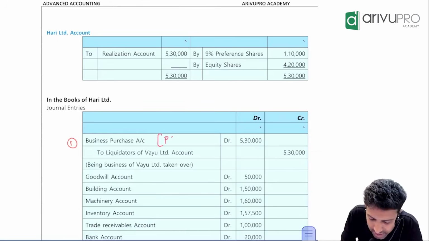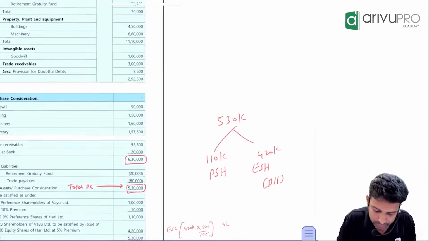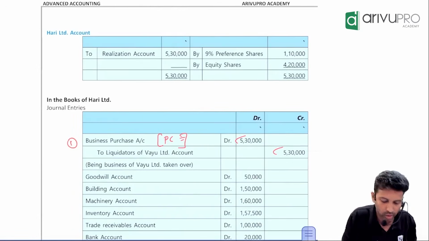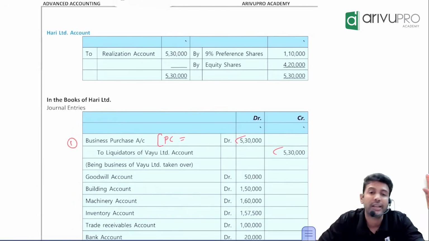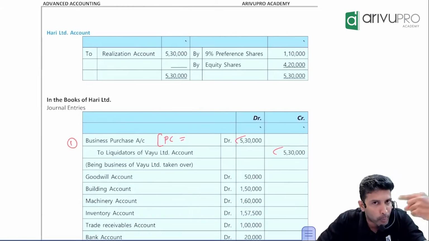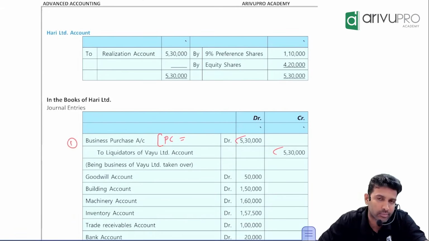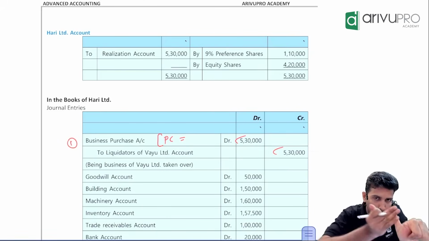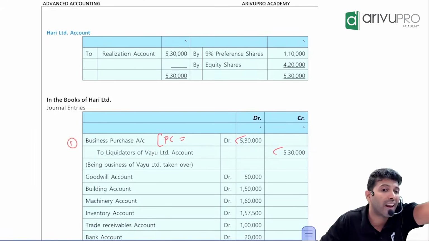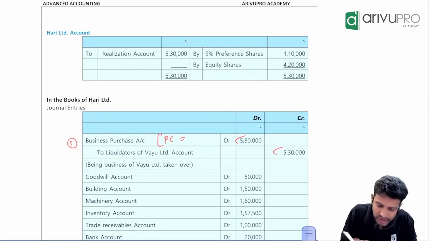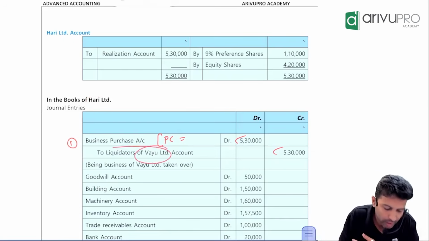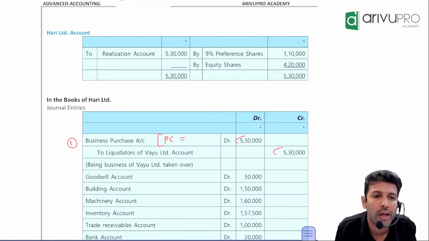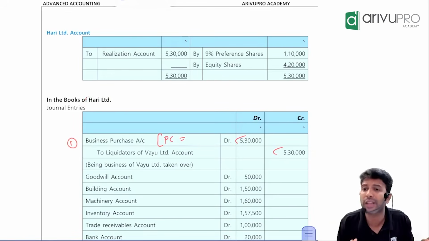We purchased the business by paying how much PC? We calculated that: 5,30,000. That is the entry you will pass: business purchase account debit to liquidator of selling company. Yes, sir. When you purchase someone's business, what will you get? Suppose you purchase ArivuPro's business, what will you get? You will get ArivuPro's assets as well as ArivuPro's liabilities. Now, since Hari Limited purchased Vayu's business, Vayu's assets and liabilities now belong to whom? Hari. So Hari has to show those assets.